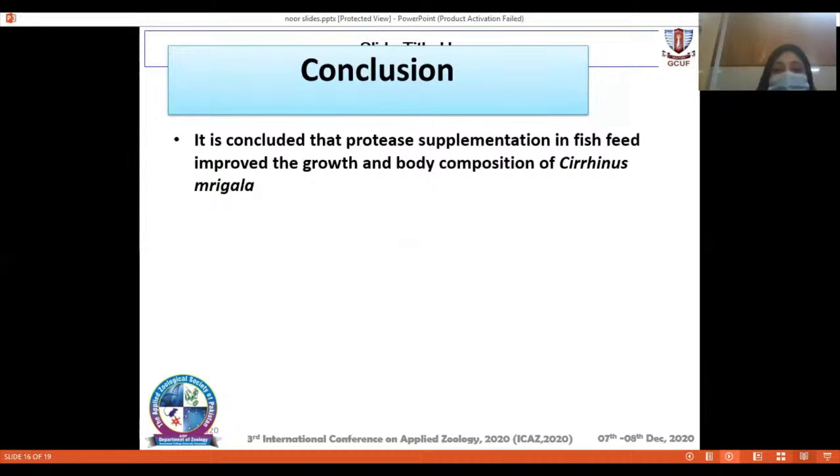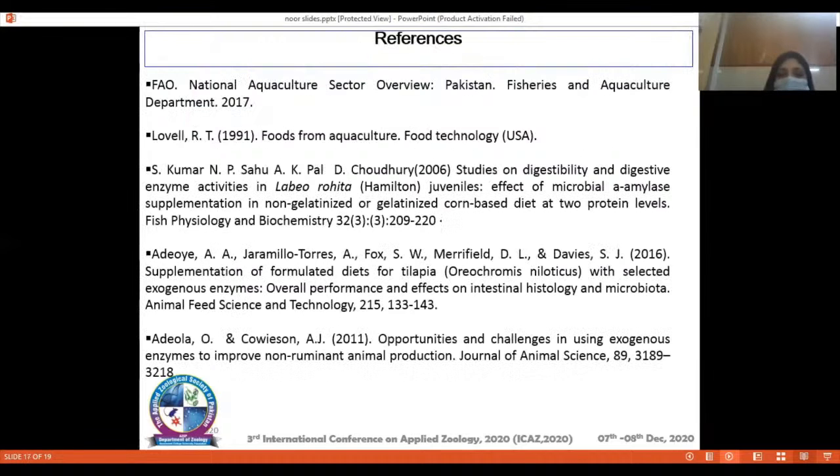We concluded from this experiment that protease supplementation in the fish feed improves the growth and the body composition of the Cirrhinus mrigala. Thank you very much.